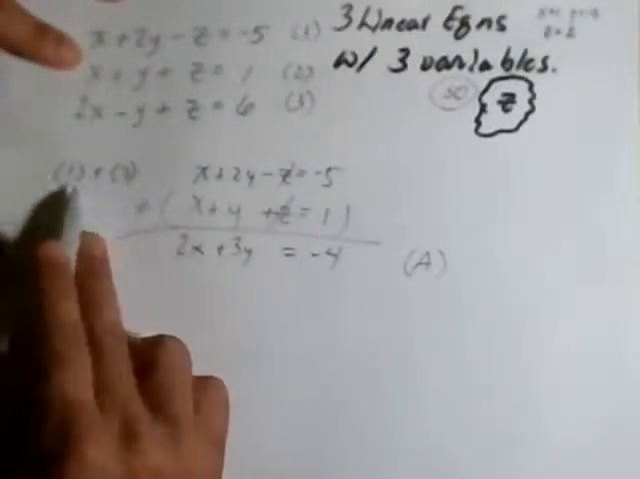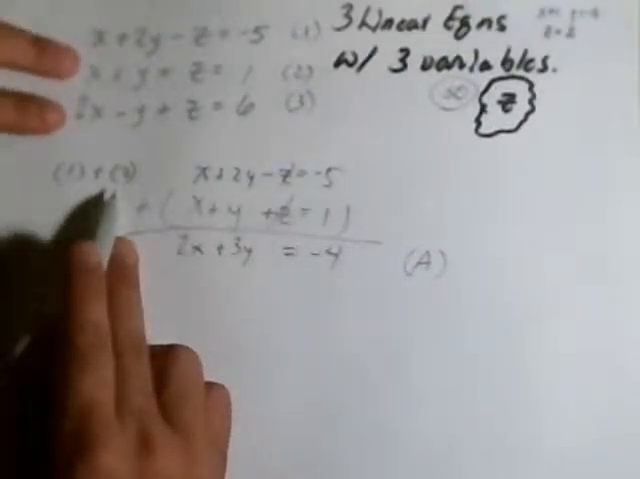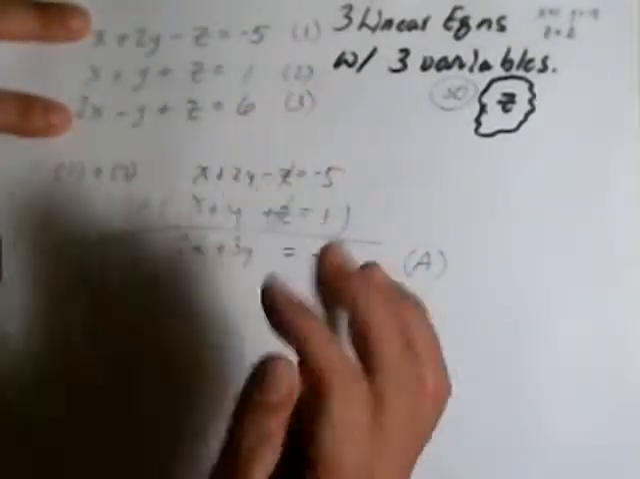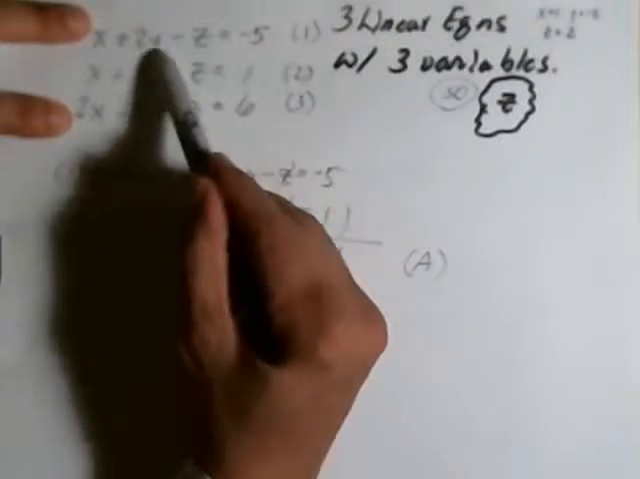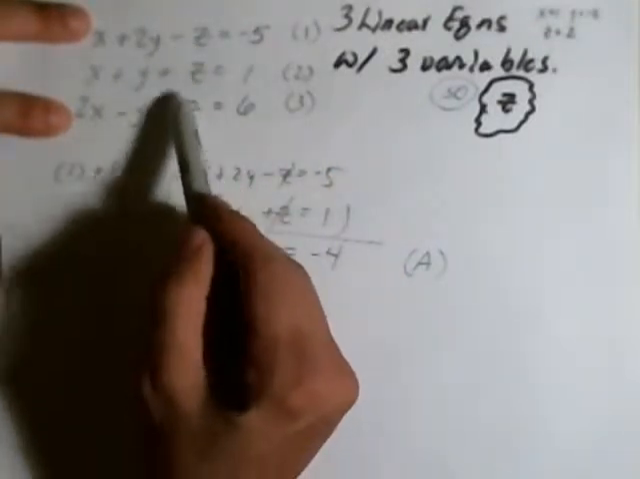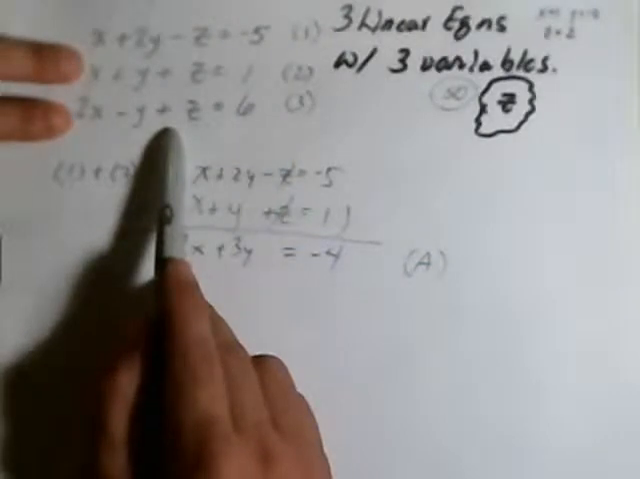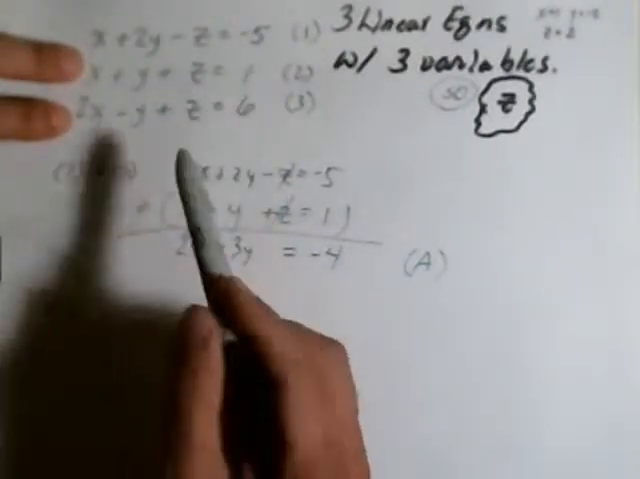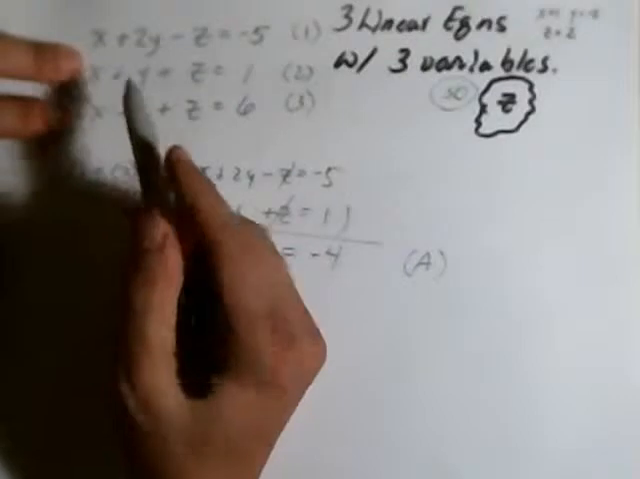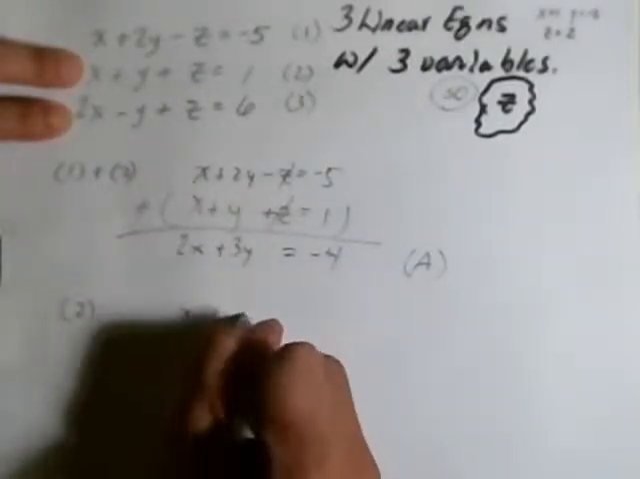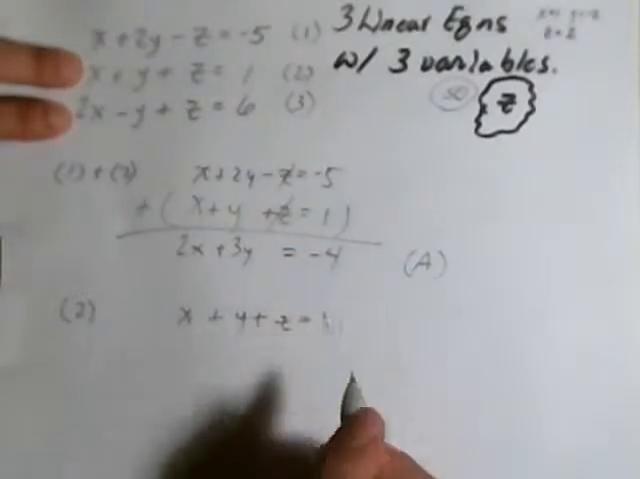So since we added equation 1 and 2, we can add either equation 2 and 3 or 1 and 3. Right here, if you add equation 1 plus equation 3, we can also get rid of the z's. We're going to make it just a little bit hard, just so that you can see we can use 2 and 3. So I'm going to rewrite equation 2, which is x plus y plus z is equal to 1.